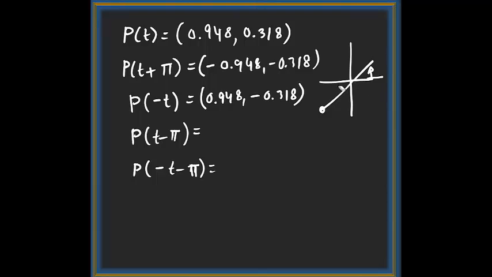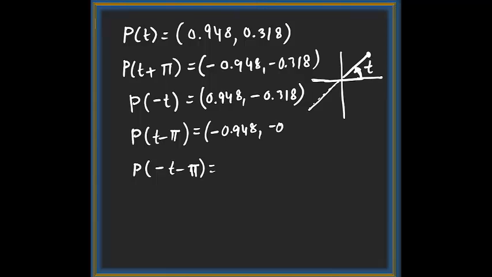The third one is asking you that you have t minus pi. Now if I say t minus pi, then it is going in the third quadrant. So in the third quadrant, sine and cosine are both negative. So you get negative 0.948, negative 0.318.